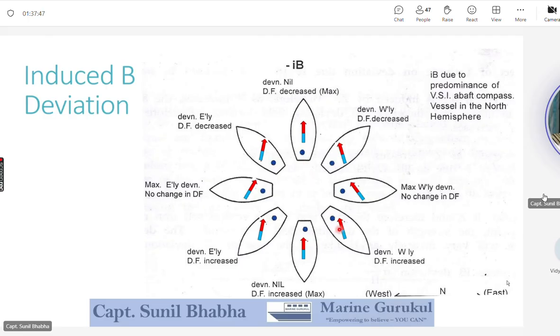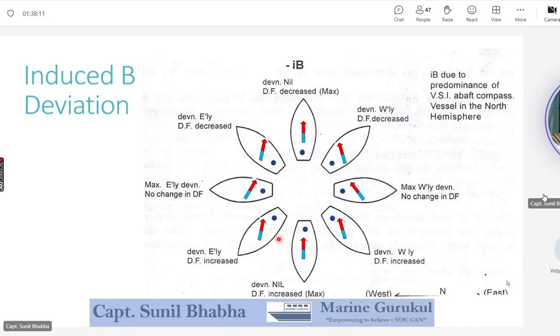So when the ship goes on a southerly heading, the blue pole of the funnel comes exactly north of our compass, north of the compass needle. Since it is aligned with the magnetic field of the Earth now, it does not generate any deviation at all. So no deviation on south heading.